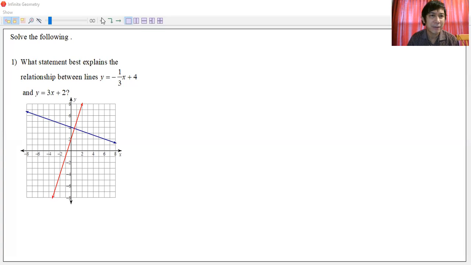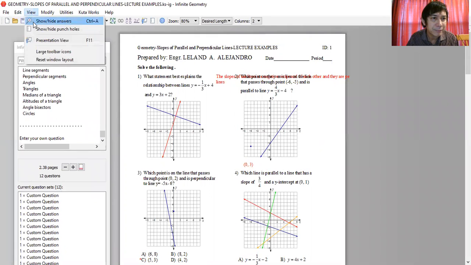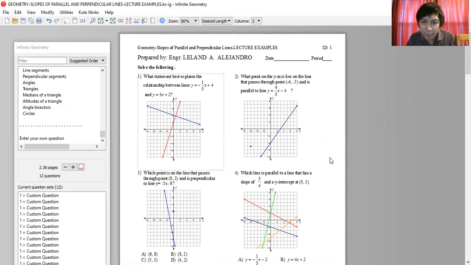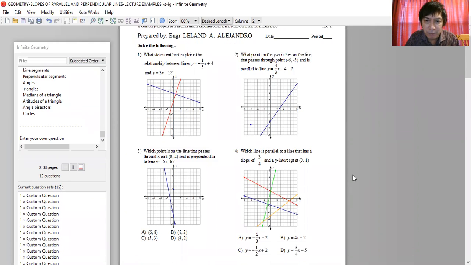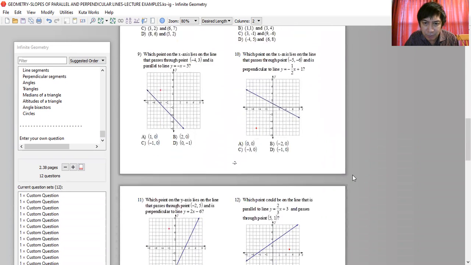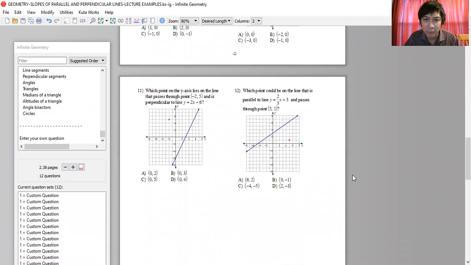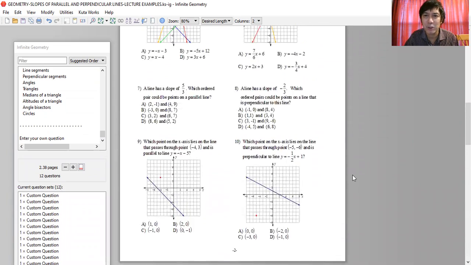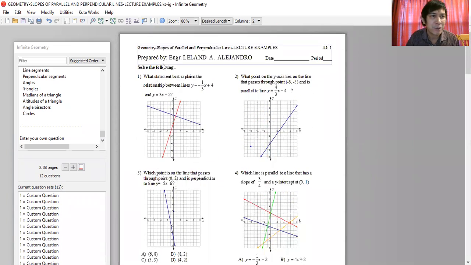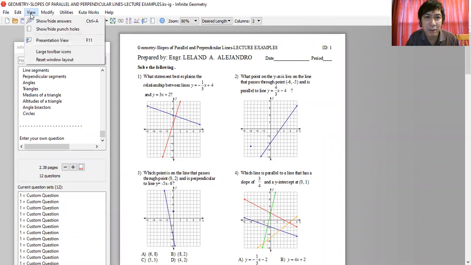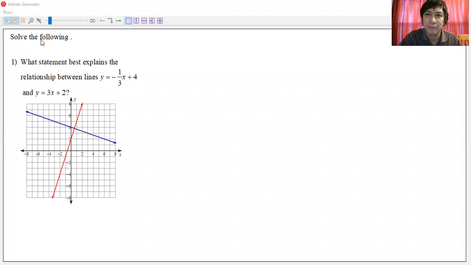Right, so let us start from here and then let's check the total. Let's see the total of this. Okay, this is about how many numbers? We have about 12 numbers. Okay, 12 questions. All right, so let us start from the very beginning. First number, one problem per screen. Solve the following. Okay, let's begin here.